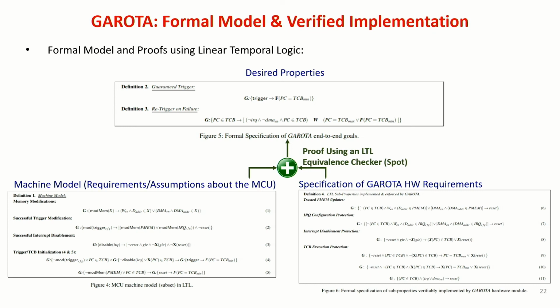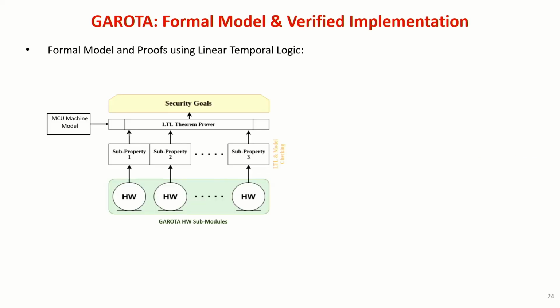It doesn't mean our implementation adheres to these property specifications. So the final step is to use a model checker to automatically translate the hardware design from Verilog to a symbolic modular verifier and prove that the implementation has these properties. In a more pictorial description, that's what you have. We design GAROTA as a set of submodules to enforce each of the LTL subproperties, and we combine that with the machine model to enforce the guarantees that we want.